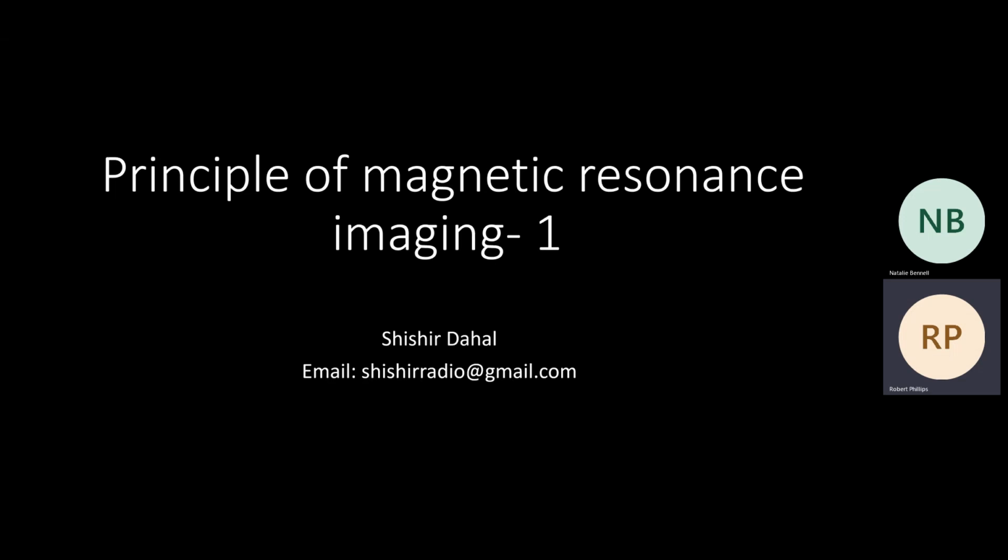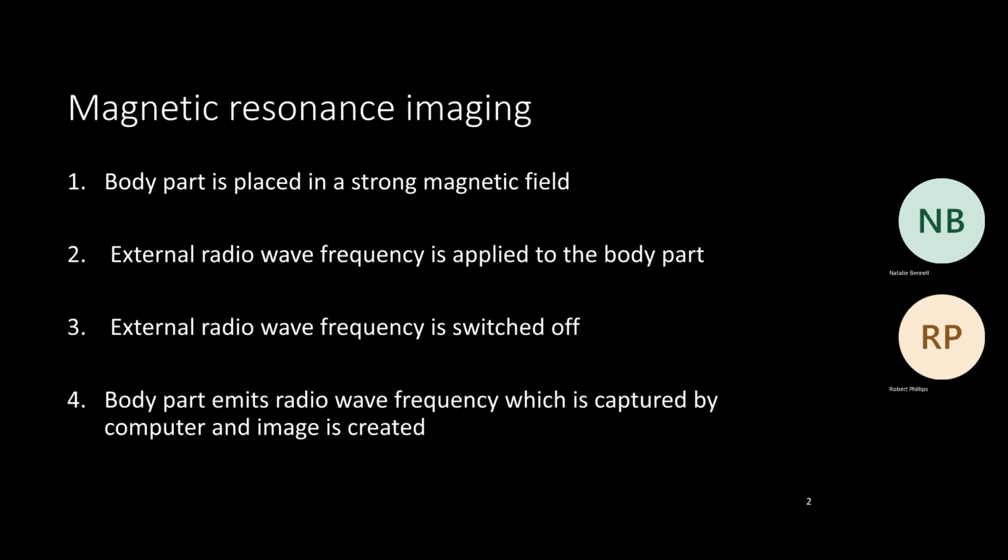So today we are going to talk about the principle of MRI. Acquisition of MR images consists of 4 distinct stages. The first one is the body part is placed in a strong magnetic field. Second, external radio wave frequency is applied to the body part. Third, external radio wave frequency is switched off. And finally, the body part emits radio waves, which are captured by a computer, and an image is created.